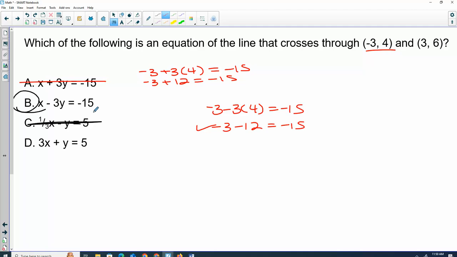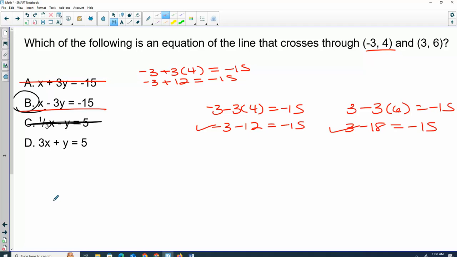It has to work for both ones. So if it doesn't work for one of them, you can throw it out. If it works for one, you would have to plug in the other as well and make sure it also worked. So then 3 minus 18 equals -15, and that one also works. So B is my correct answer. Okay, so if it's been a while since you've done that stuff, use your resources. It doesn't take that long. You've got a calculator. Plug in those numbers and find it working backwards from your answers.